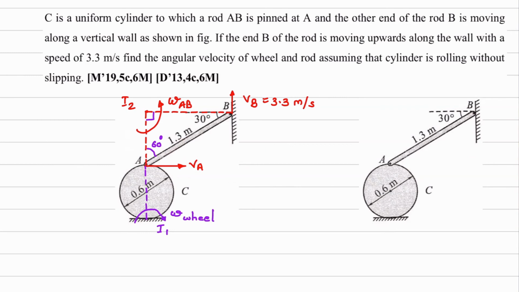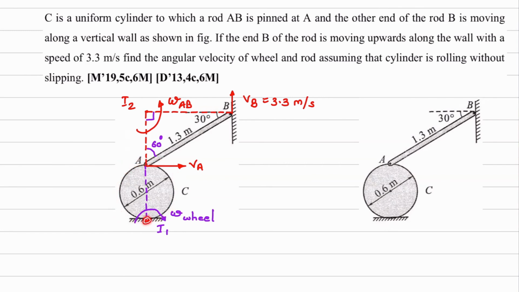So we have shown the velocity of point B that is given in the question, and from that we got the direction of omega AB. Using this omega AB, we got the direction of velocity of point A. Now since the velocity directions are known, if you draw perpendiculars, wherever these two perpendiculars intersect, that is the ICR I2. Next, we know that this point is the ICR for the cylinder.